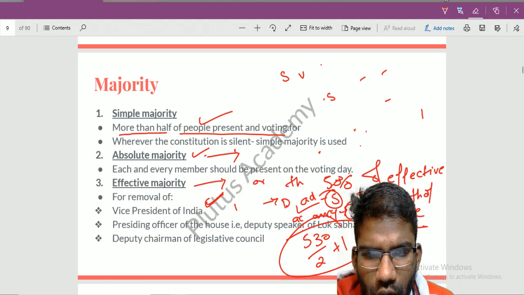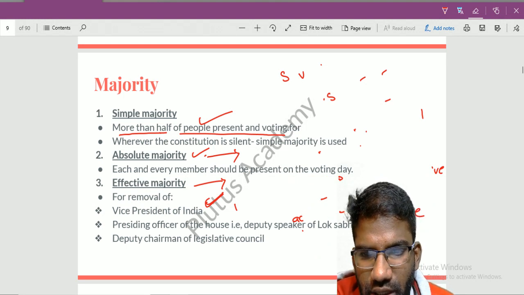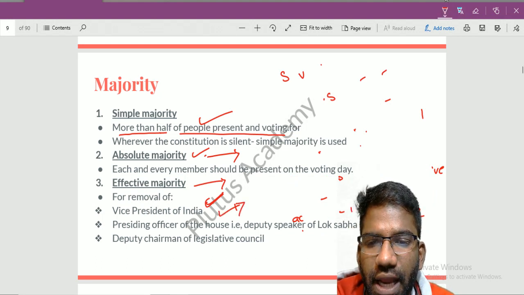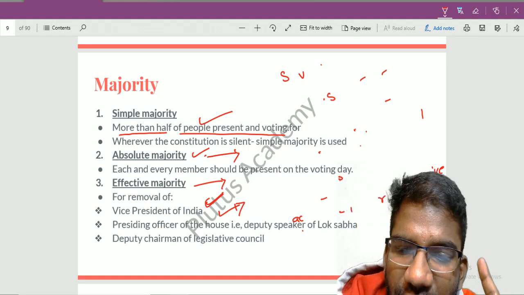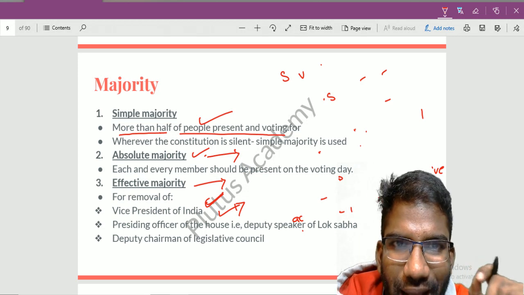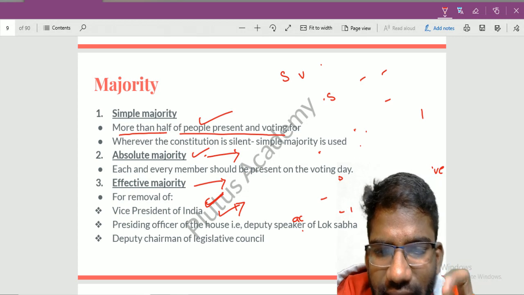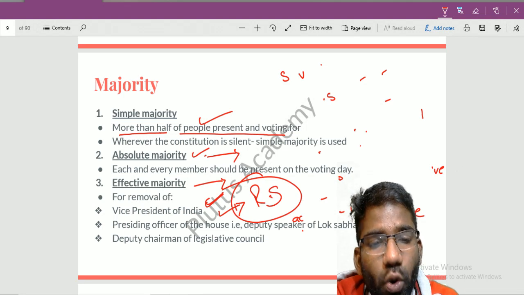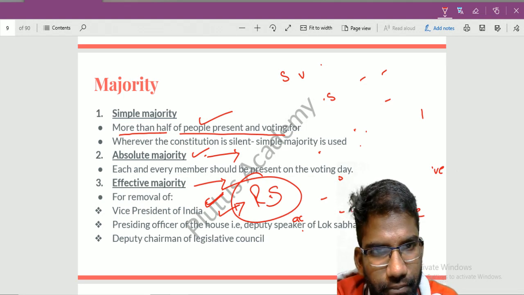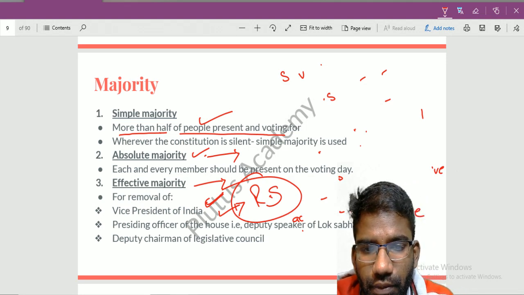Now what we need to know is, where is this effective majority used? This effective majority is used for the removal of Vice President of India. Friends, here I will notify you one more thing. For passing a resolution to remove the Vice President of India, the resolution needs to be presented in Rajya Sabha. The resolution for removal of Vice President can only be introduced in Rajya Sabha. In later classes we will come to know how the Vice President of India can be removed.